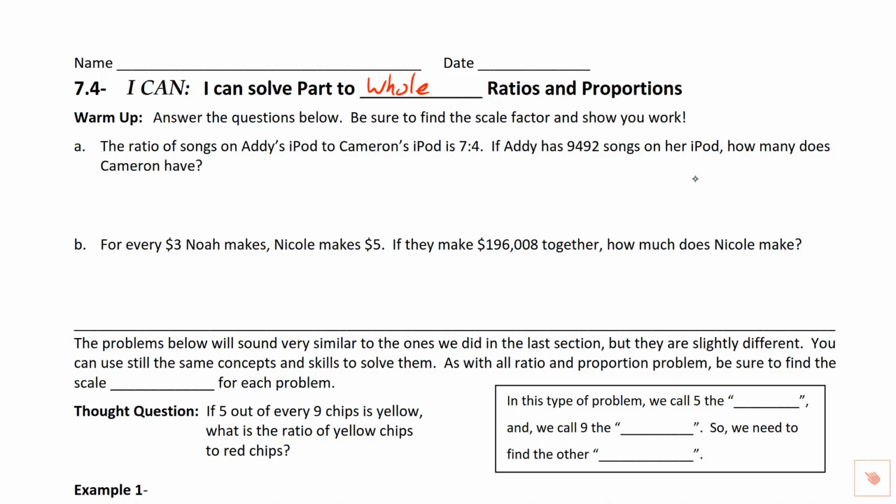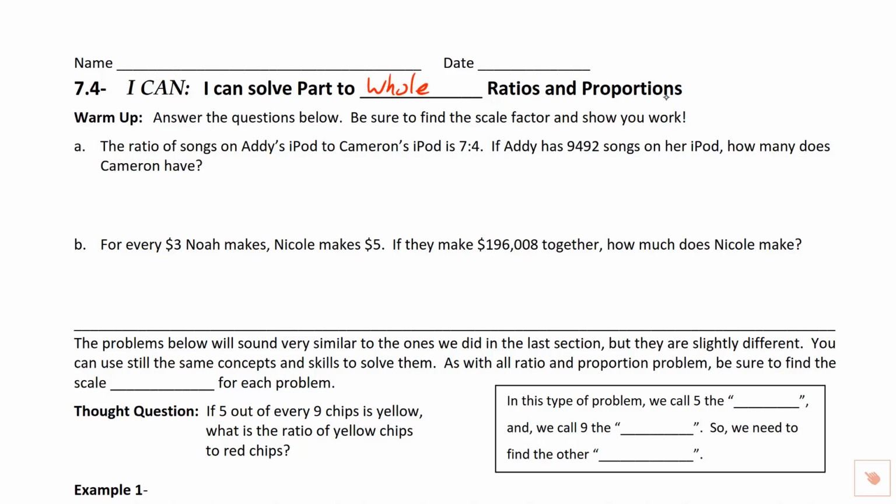In 7.3 we talked about part-to-part ratios and proportions. In 7.4, in this section, we're going to talk about how we can solve part-to-whole ratios and proportions. So we've been keeping track of that whole, that sum of the numerator and the denominator, the two parts. And in this section it's going to be really useful because these are going to look familiar, but they're going to be worded slightly differently.